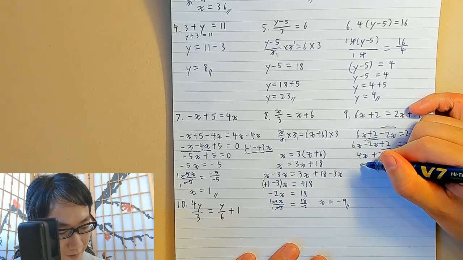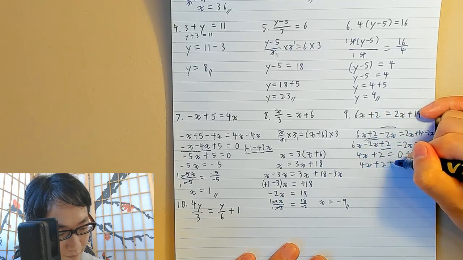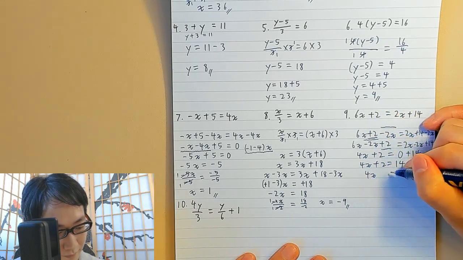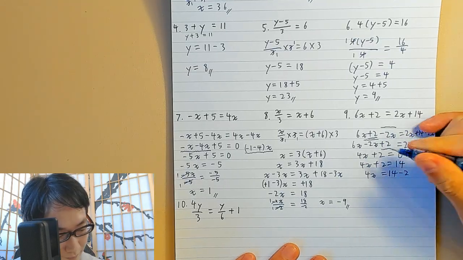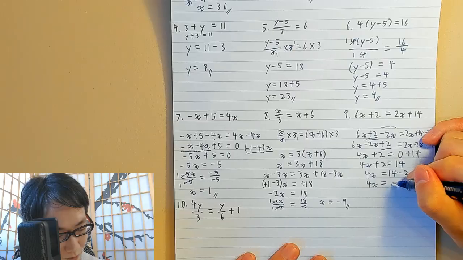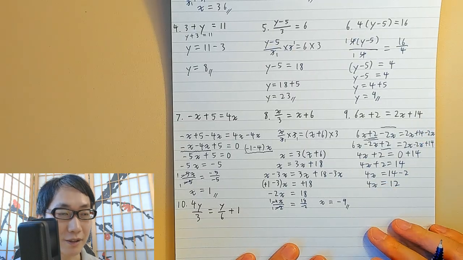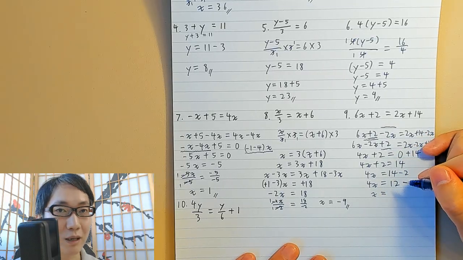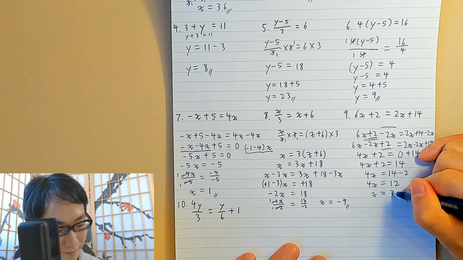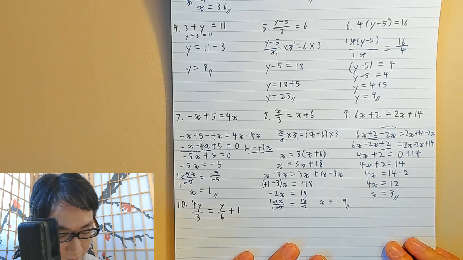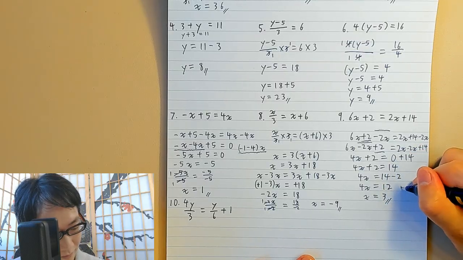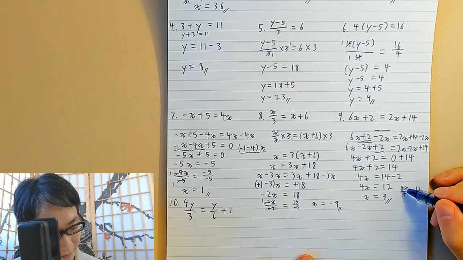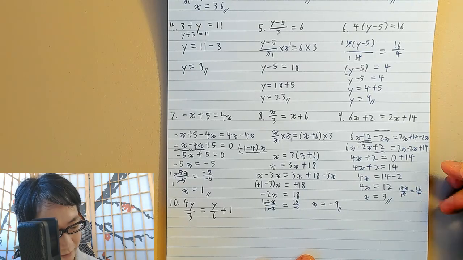So I deduct 2 from both sides. So 4x is equal to 12. Okay. And x is equal to 3. We're going to divide both sides by 4. Okay. It's like 4x divided by 4 is equal to 12 divided by 4. And then this cancels. Then this is 3.